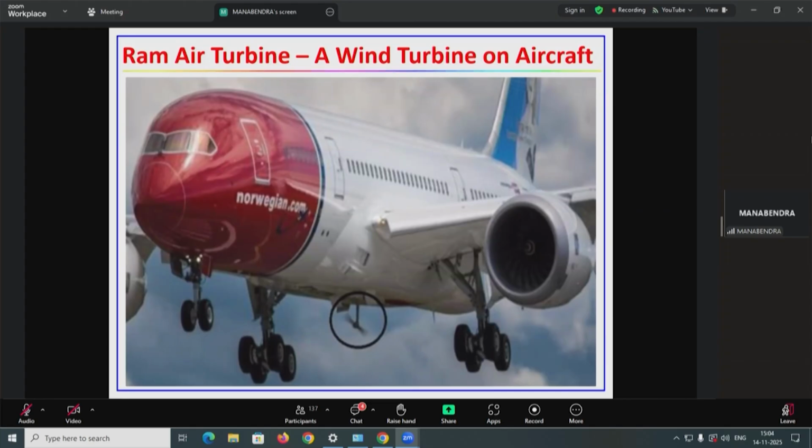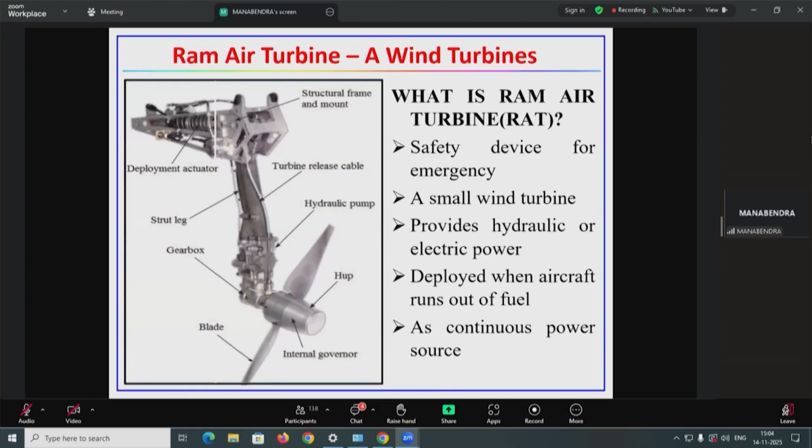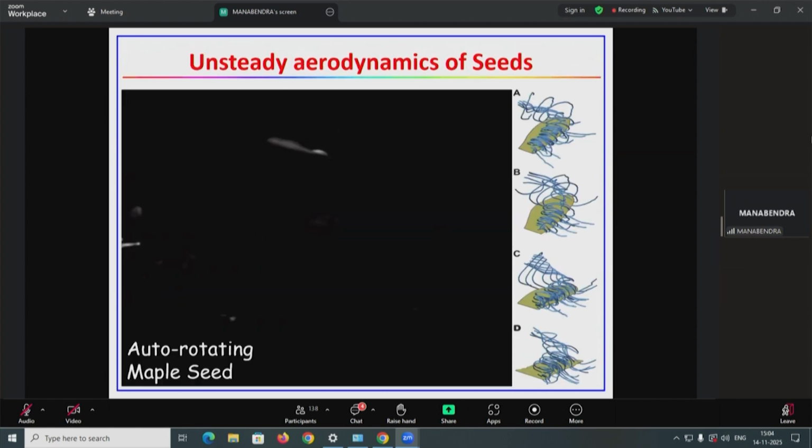So for those of you who are interested in this kind of failure things, you can see the movie Sully, which will be very much helpful, and it will also tell you how simulations help in understanding certain reasons behind the accidents. So now coming back to our main thing, we have already seen what is RAM turbine and how it is important.